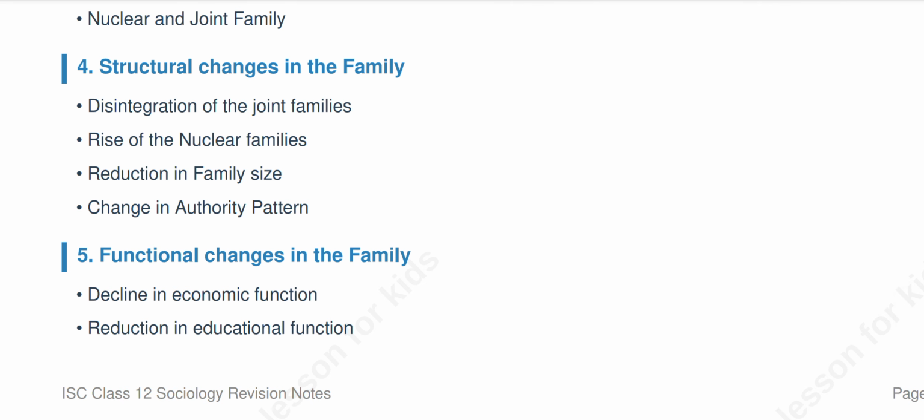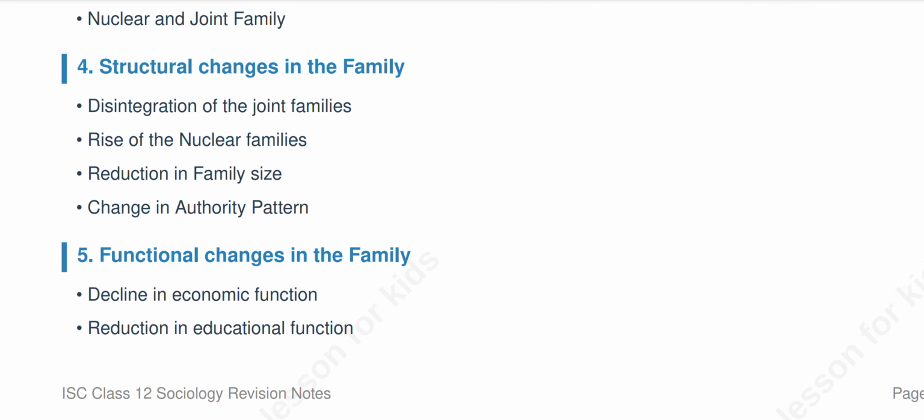The last one is change in authority pattern. Before, the eldest man or the eldest woman of a family used to take all the important decisions. They are like the dominating member, a single person who dominates. But nowadays, in modern society, members are independent, and they take each and every decision together. They feel free to suggest anything.